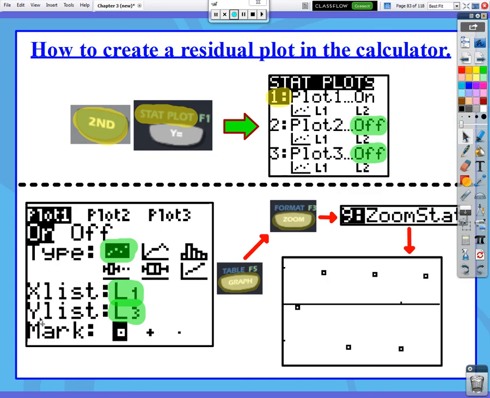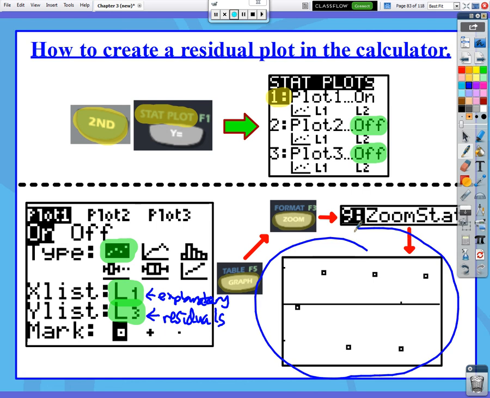But instead of the Y list being list 2, we want to graph the residuals. So we want the Y list to be whatever list you used for the residuals. And then again, this is still the explanatory variable. Explanatory, if I can spell explanatory right? And then you can press graph, and then you might not see anything, and so then you got to go zoom 9. And then here is the residual plot, finally.